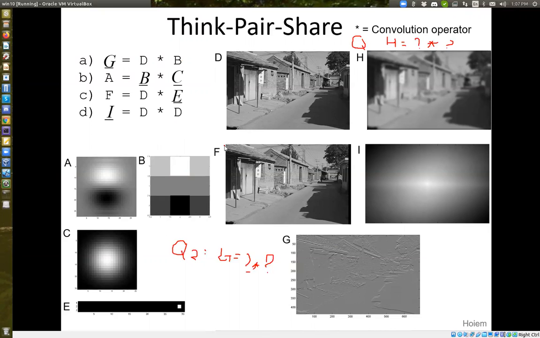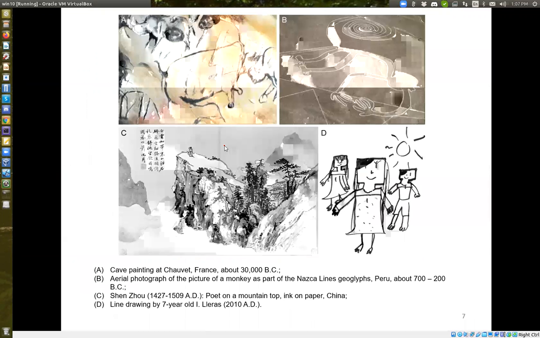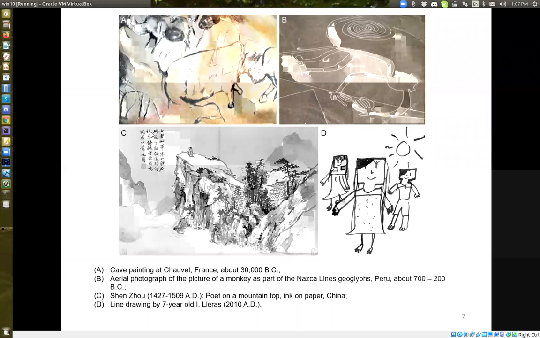So that's it. Let's start talking about edge detection. Just start with an overview. Okay, everyone knows about edges. I don't think there's a need to talk about it. What we mean by edges is like this, right? These are the edges.